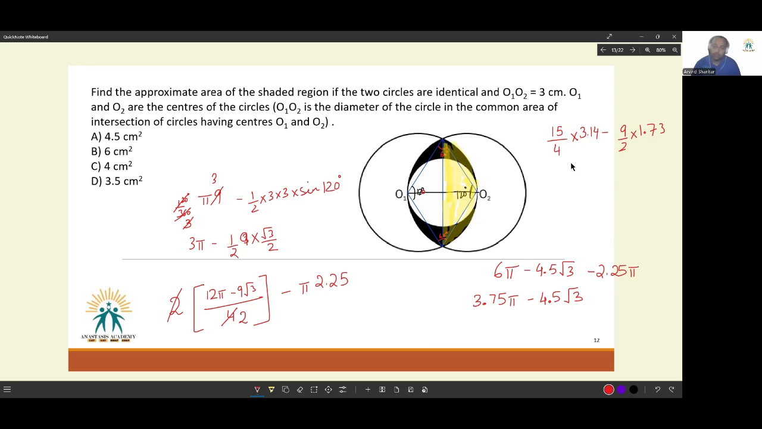Okay, then maths will be needed. 1.57 by 2, this will roughly turn out to be how much? I'm using the calculator. I'm not too interested in doing this in my head. 15 into 1.57 divided by 2 is equal to 11.775. 11.775 minus, I have 9 into 1.73 divided by 2, which is equal to 7.785.